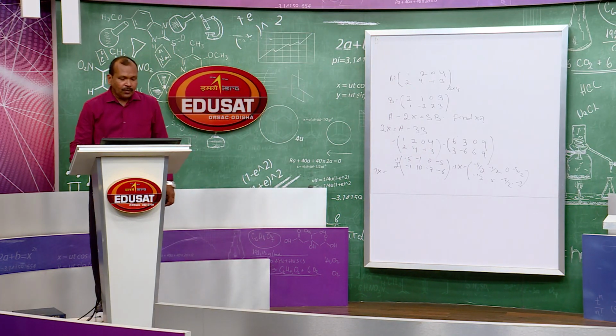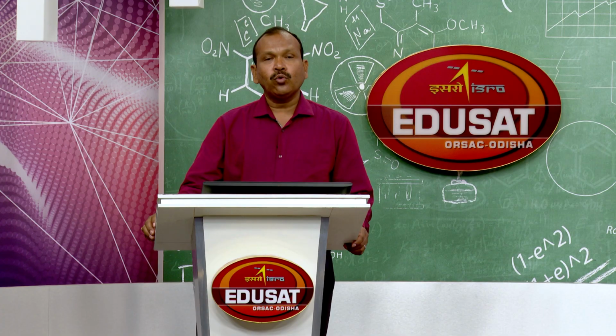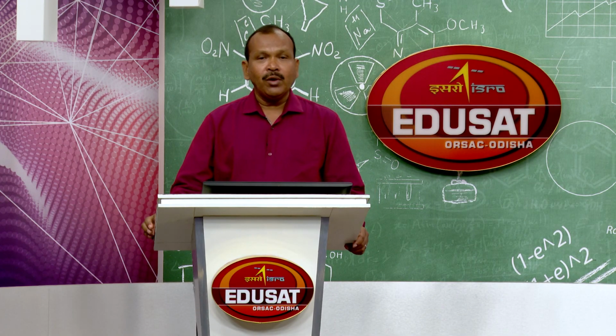Next is number 7, find the additive inverse of this matrix. Additive inverse means we have to find the minus of each element. Here, find the additive inverse of the matrix 5, 10, 9, 1, minus 3, 6, minus 2, 7, 11. That becomes the additive inverse matrix: minus 5, minus 10, minus 9, minus 1, 3, 6, minus 2, minus 7 and 11.